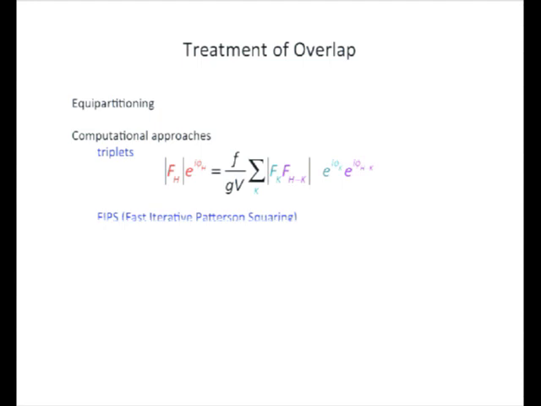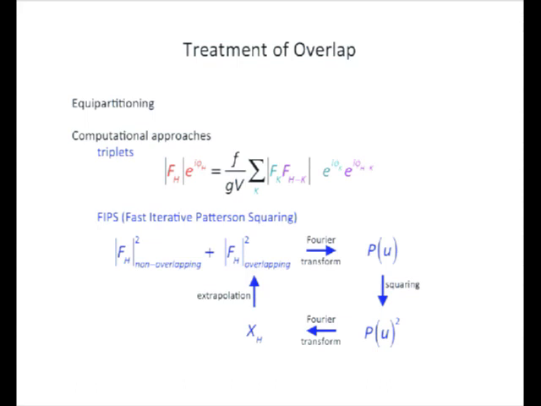Another possibility is called the fast iterative Patterson squaring method. If you take your amplitude squared, so now we have no phase problem, do a Fourier transform, get a Patterson map. The Patterson map from a powder pattern is not bad, but it's maybe not as sharp as it would be from a single crystal. So somewhat lower peaks, somewhat bumpier, but the strong peaks are strong peaks. These are interatomic vectors. They are there. They can be depended upon.